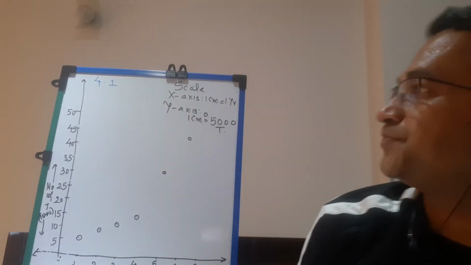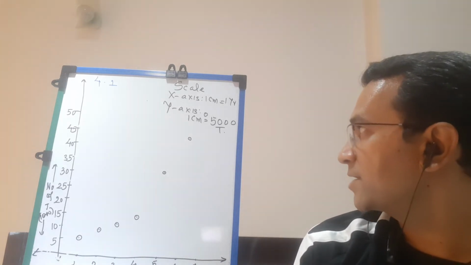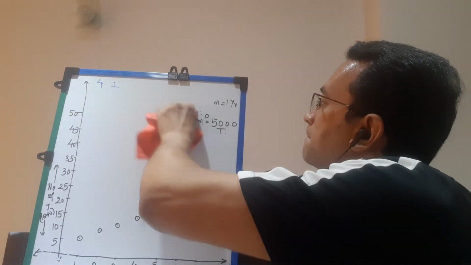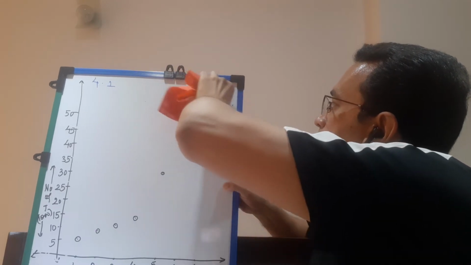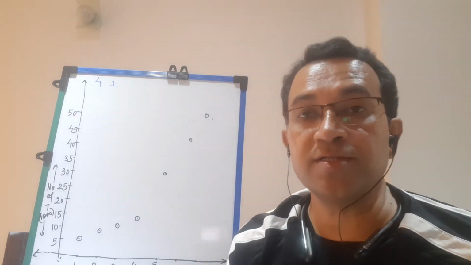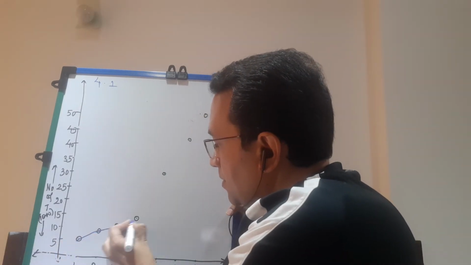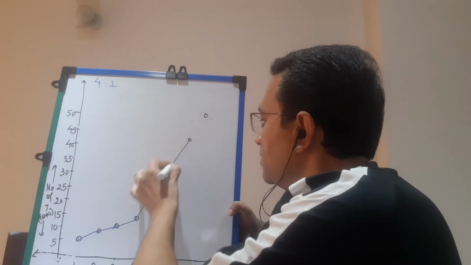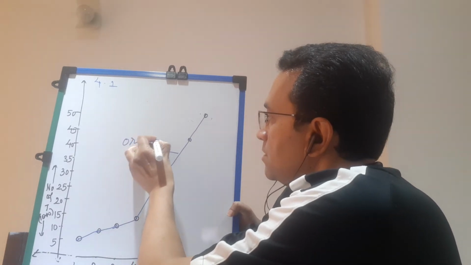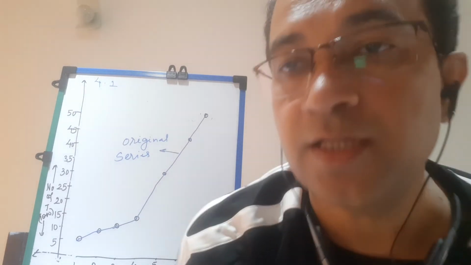Again, I am erasing the scale. Scale, you should note down: x-axis 1 centimeter is equal to 1 year. Y-axis 1 centimeter is equal to 5000 tourists. Now what is our next step? Join all these points in order by line segments. This is our original series. Students, whatever graph we obtain by joining the points, it is the original series.